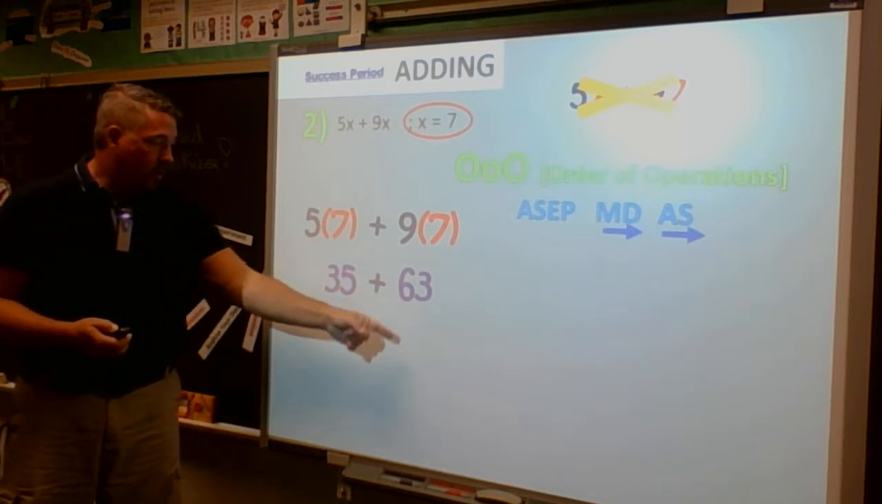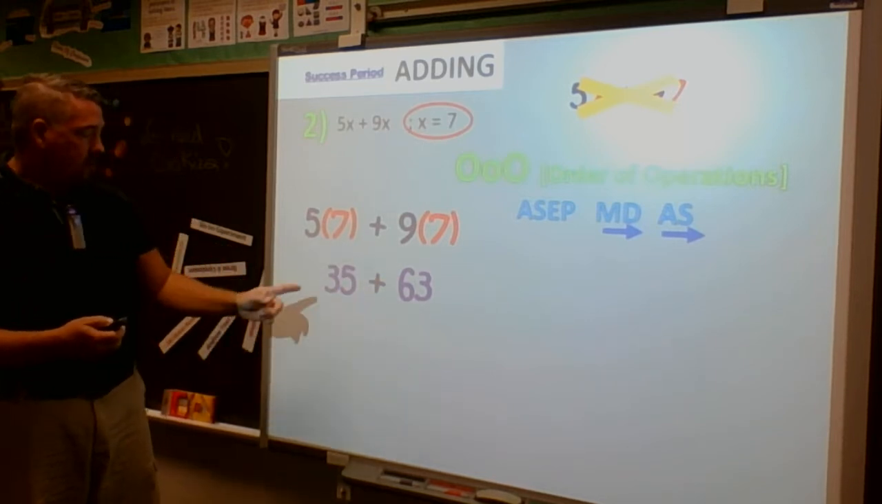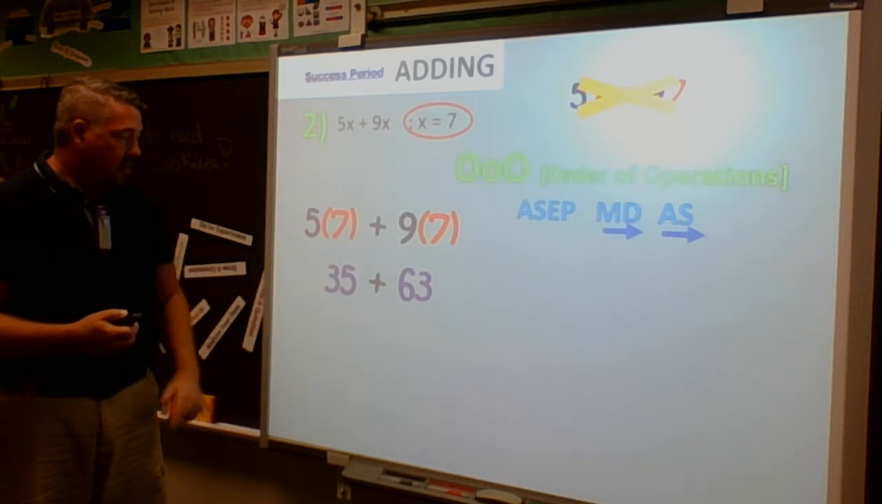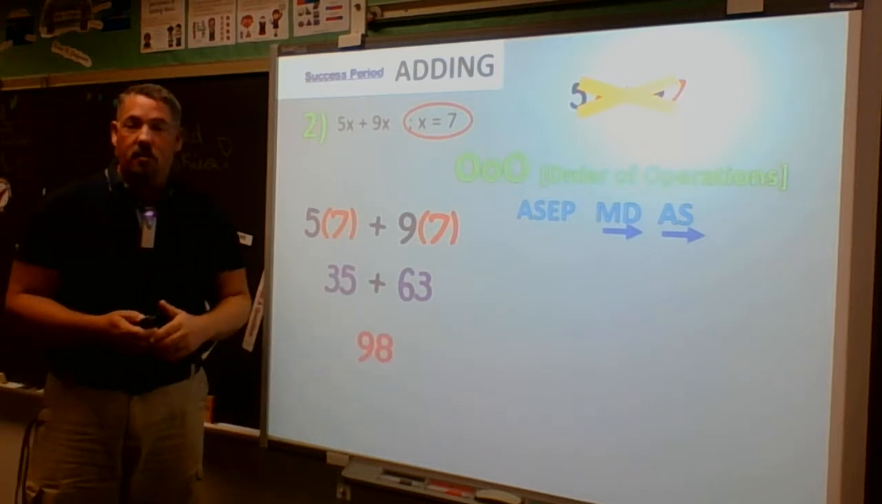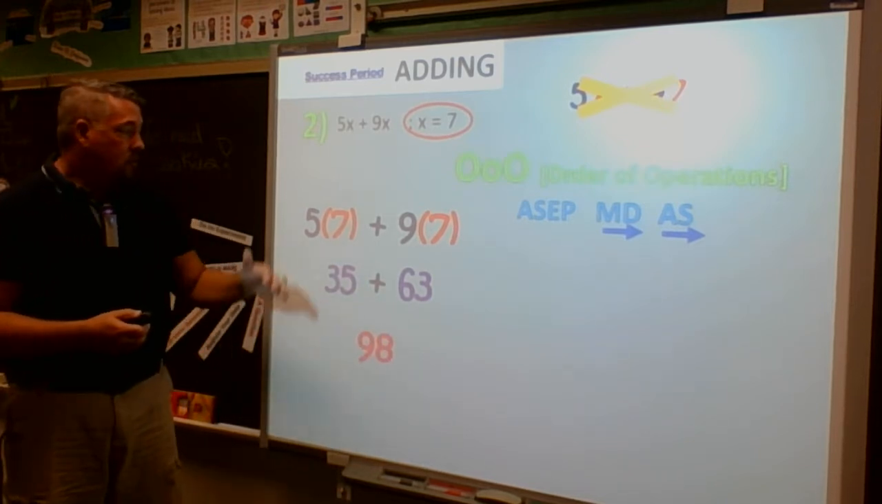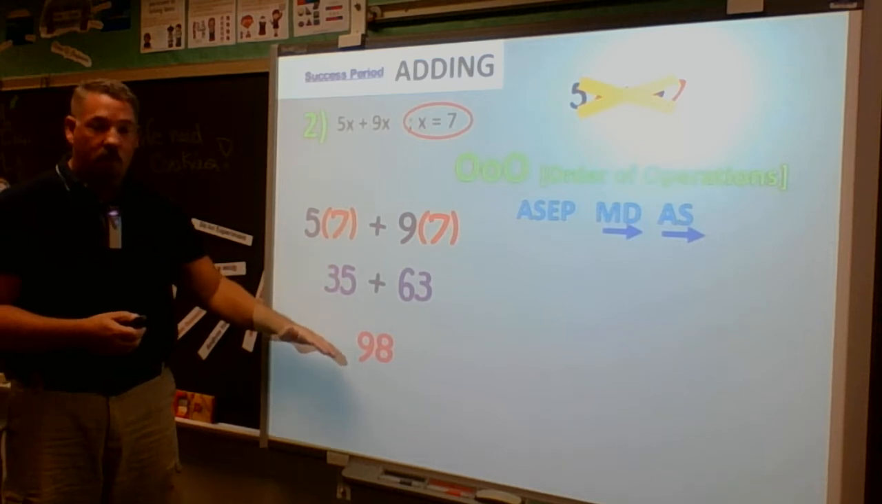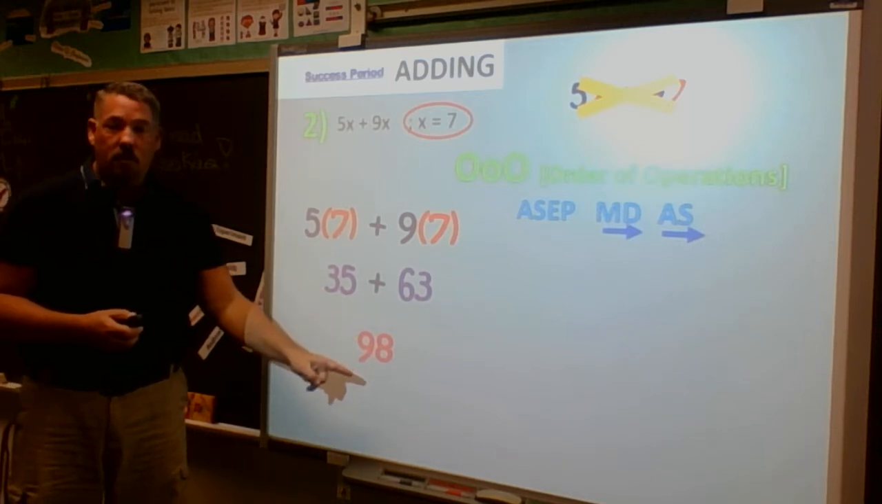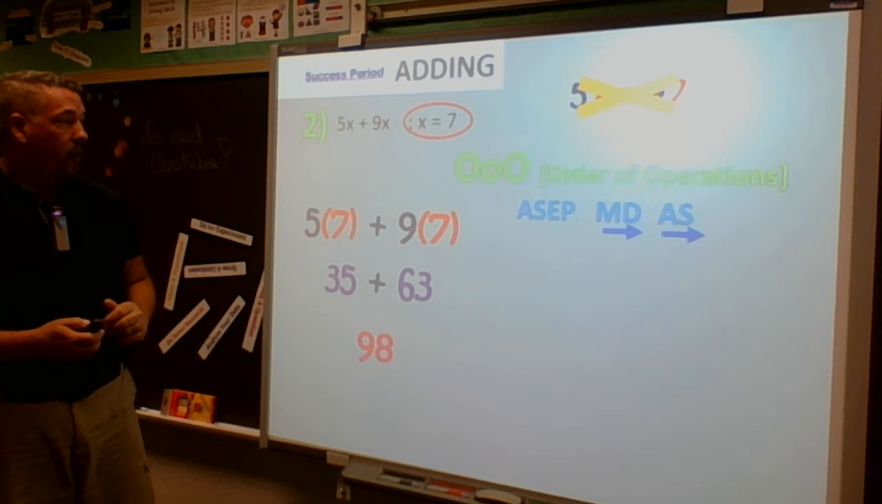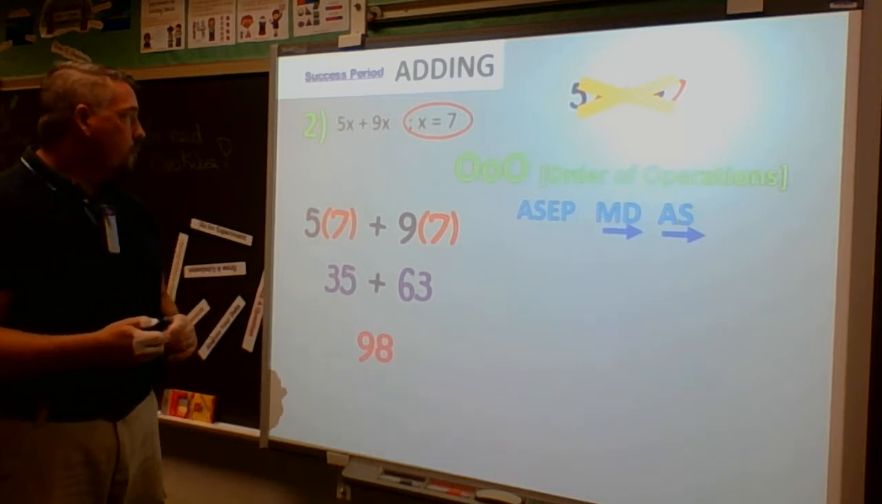So I know 35 and 63 is 98. So I know my final answer is 98. So this shows my work. By rewriting them, I get my final answer. So I get both points that I would give you on the assignment.